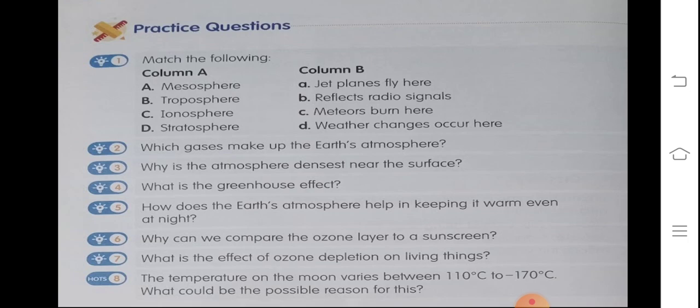Question number 8 is, the temperature on the moon varies between 110 degrees to 170 degrees. What could be the possible reason for this? So the answer is the temperature on the moon varies between 110 degrees centigrade to 170 degrees centigrade because there is no atmosphere to block the sun's rays or to help trap heat at night. Its temperature varies greatly between day and night. So these are the questions and answers of your practice questions.